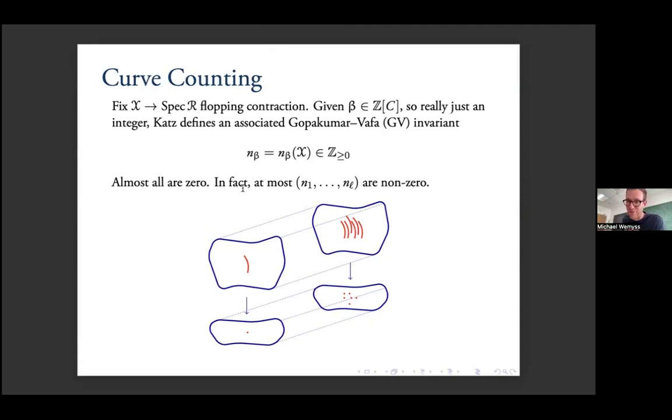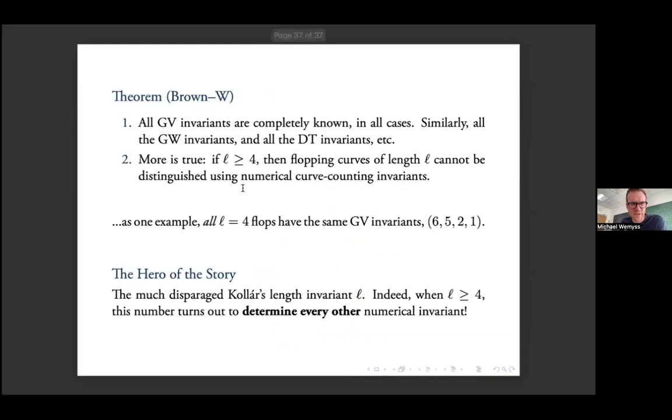These are called the Gopakumar-Vafa numbers, and they determine every single other numerical invariant, Gromov-Witten, whatever. That's somehow well known. And so what we do, the theorem, is that all these numbers are known in absolutely all cases for all possible flops.